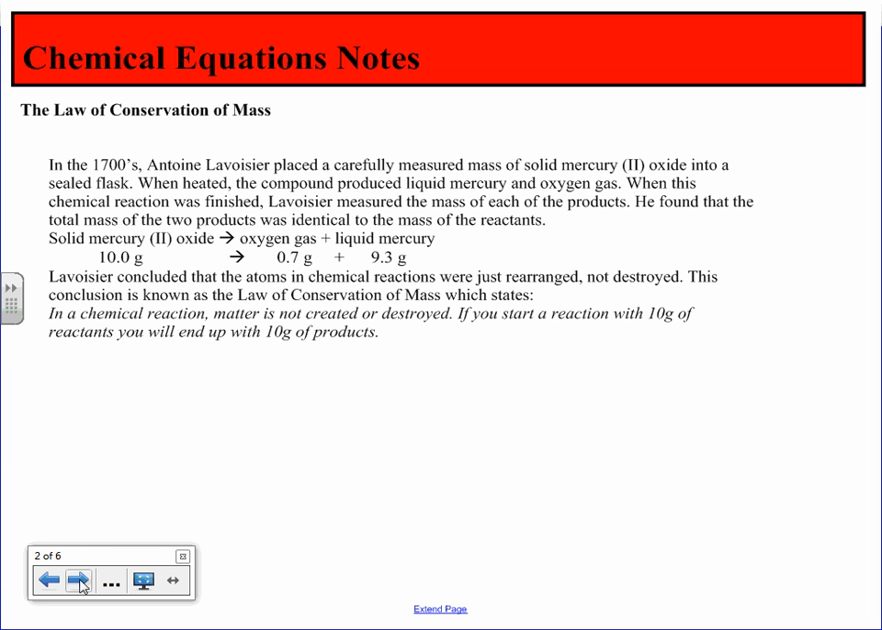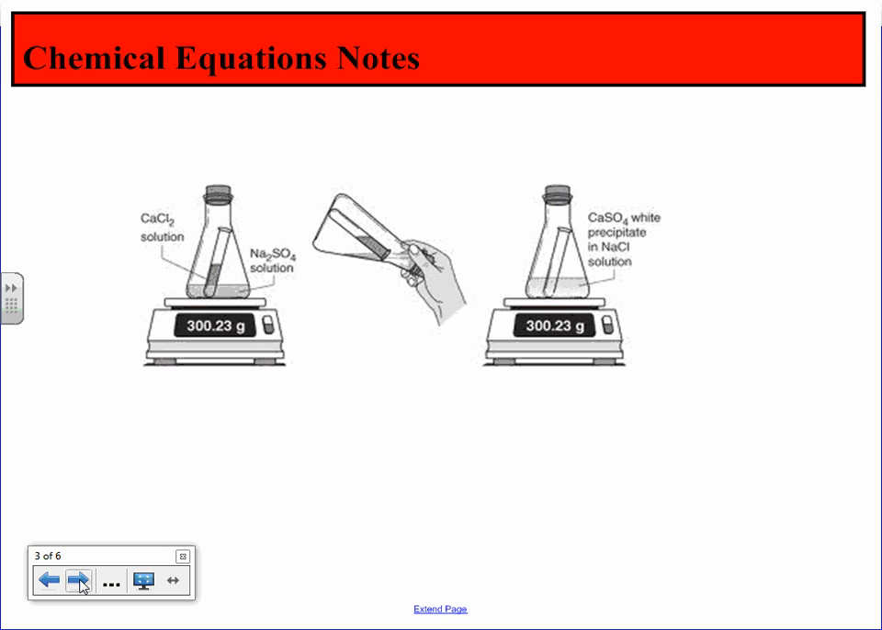of products. If we look here, this is a beautiful example where they've put two solutions, one or both inside an Erlenmeyer flask, one inside a test tube, weighing it out. Once they mix them up, they still have the same mass. Everything still stays the same.